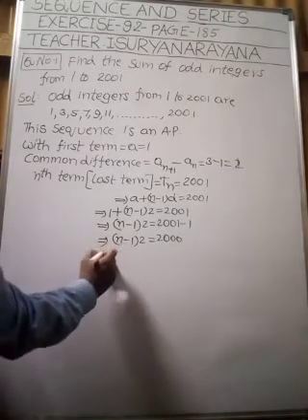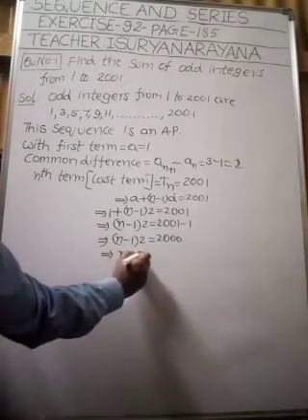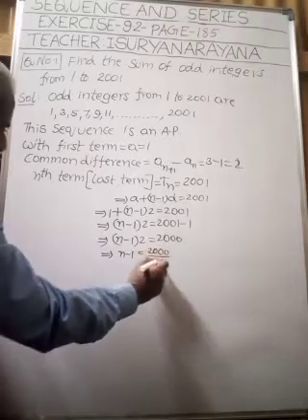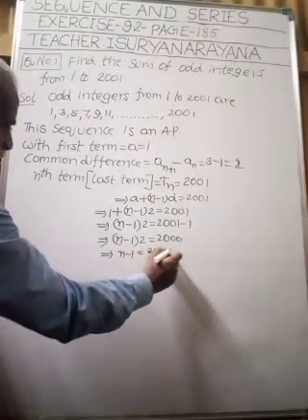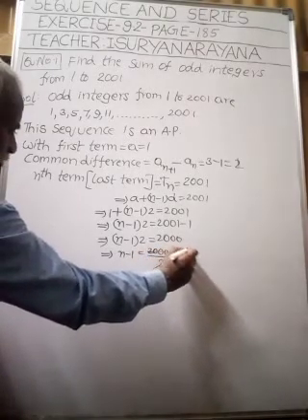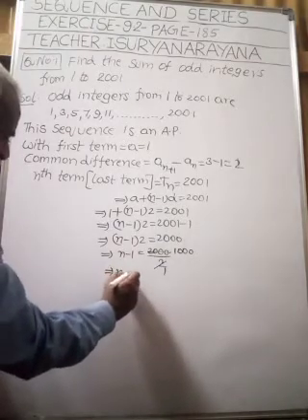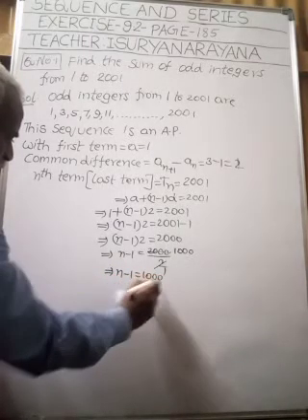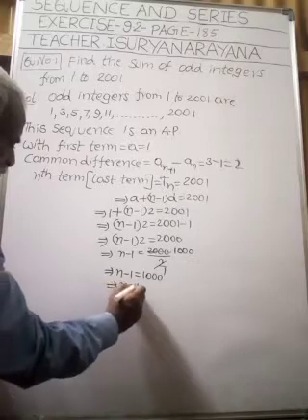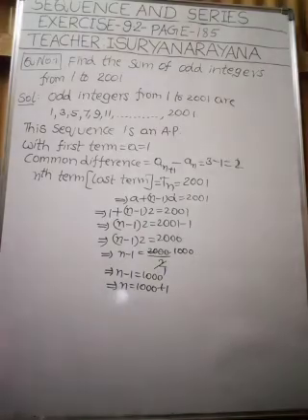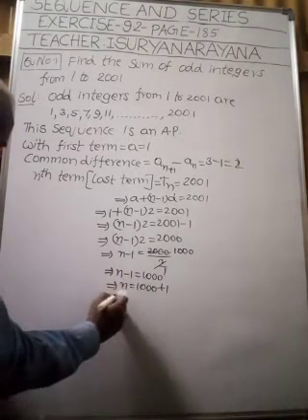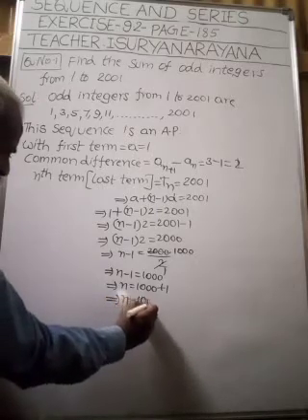Here n minus 1 is equal to 2000 by 2. We are transposing 2 to the RHS, then it becomes divided by 2. Yes or no, my children? So 2 once 2 and 2000 times. This implies n minus 1 is equal to 1000. This implies n is equal to 1000 plus 1. If you move minus 1 from LHS to RHS, it becomes plus 1. This implies n is equal to 1001.